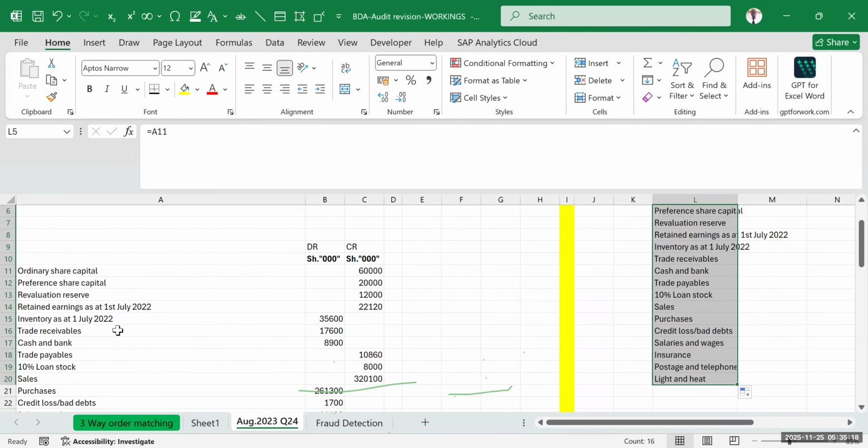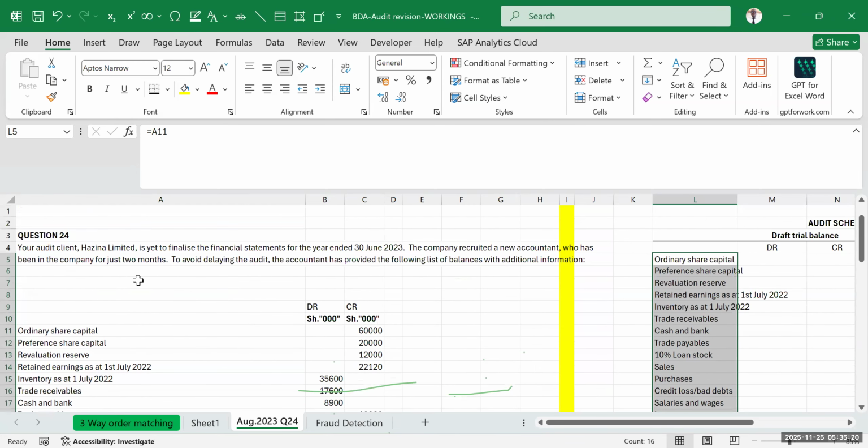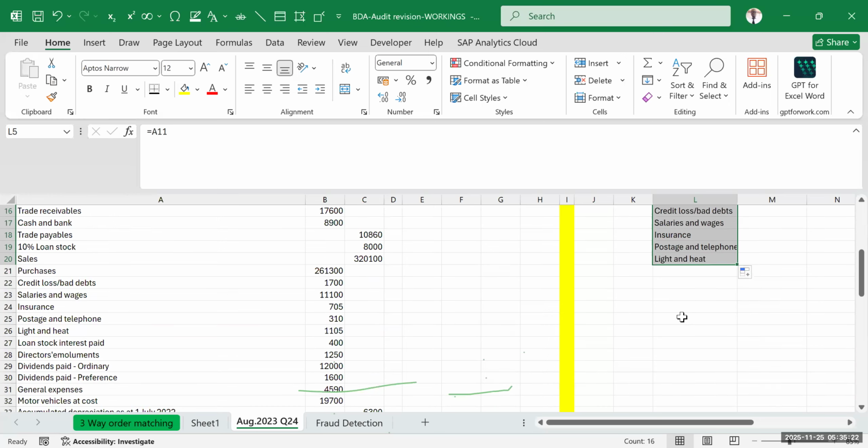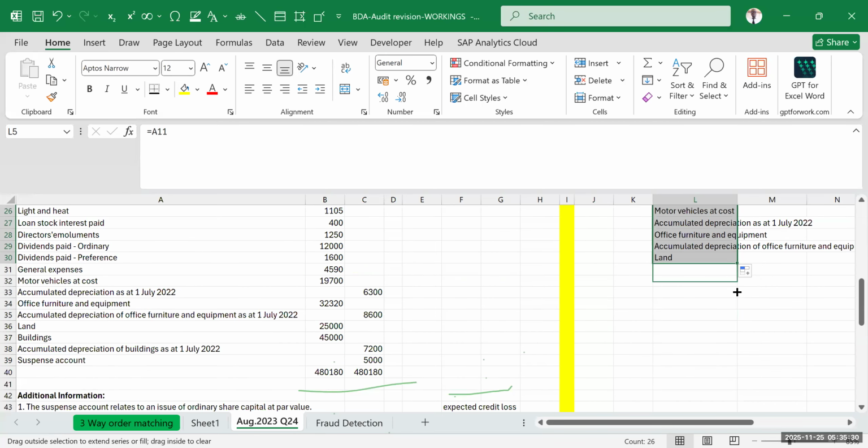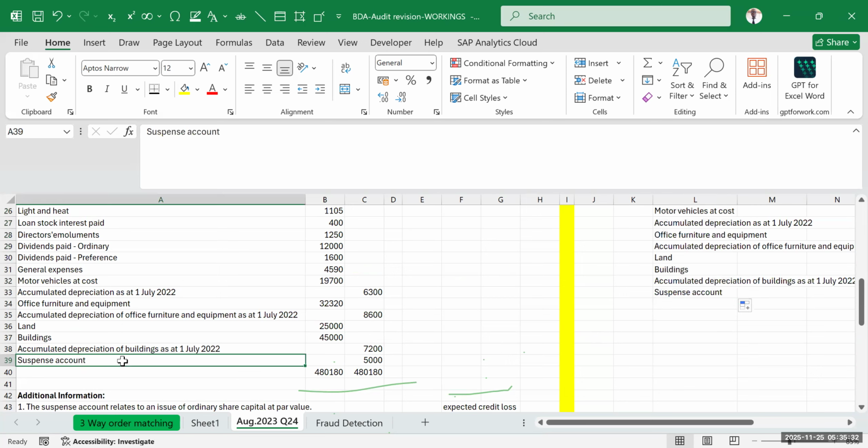Now, when I autofill, you realize that it is bringing on board all these elements, the way they follow each other, and I'm at light and heat, which is here. And because it's continuous, I will just drag them, and it is at land. I still have like 3 more, down to suspense account.